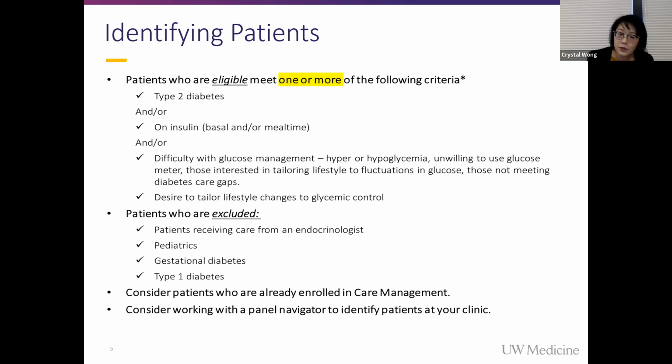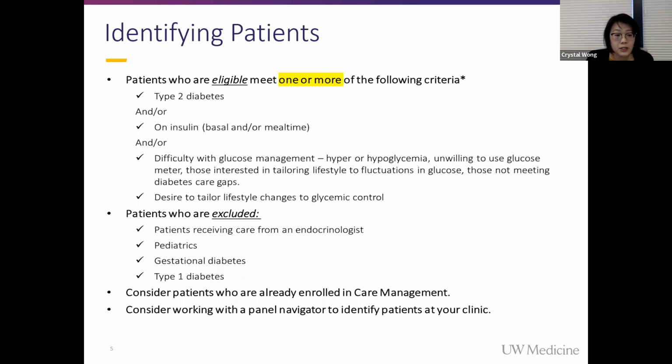Okay, so people who are excluded. So again, people with type 1 diabetes, patients who are already receiving care from endocrinology. So if you've got type 2 diabetes and they see endocrine, they can talk to their endocrinologist about participating in this type of program, but we're not going to include them in our program. Also pediatric patients and gestational diabetes, that's really out of scope for right now.